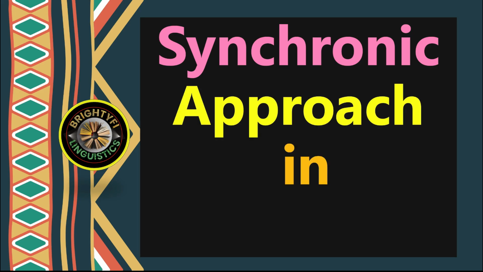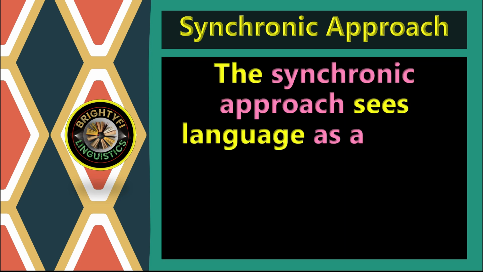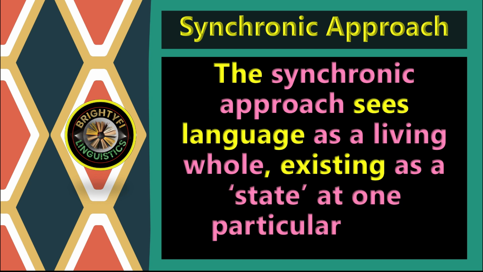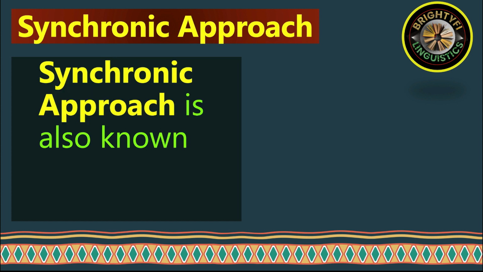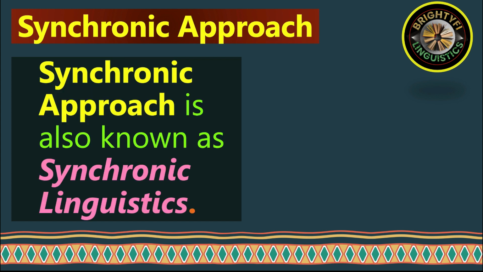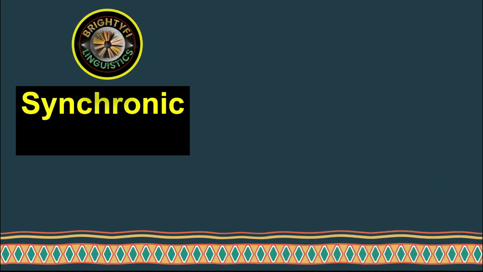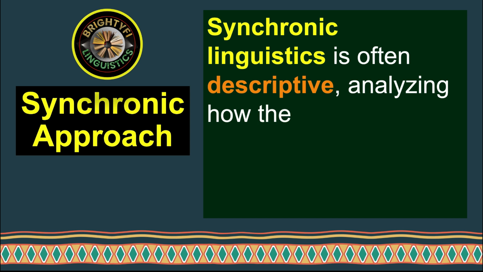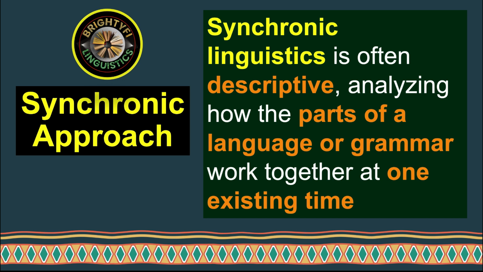Synchronic approach in linguistics. What is this? The synchronic approach sees language as a living whole, existing as a state at one particular time. We continue our discussion about the synchronic approach. It is also known as synchronic linguistics, and you can see there is a book titled Synchronic English Linguistics: An Introduction. Synchronic linguistics is often descriptive, analyzing how the parts of language or grammar work together at one existing time.